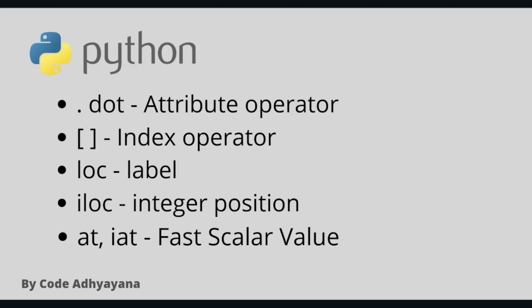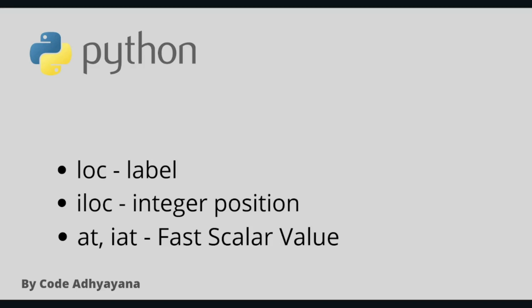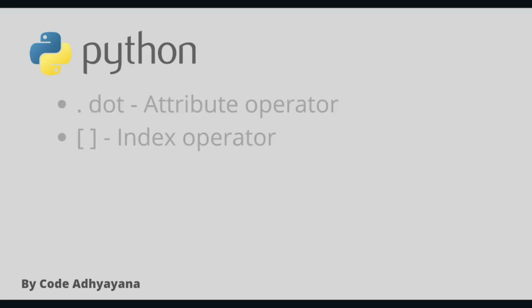Now one obvious question is, out of all of these options which one is best for production code? Loc, iloc, at and iat, these four are programmatically optimized so that it will give you best performance. Now dot and index operator, these are okay for interactive access, or if you wanted to quickly see the data, that time these two options are fine.